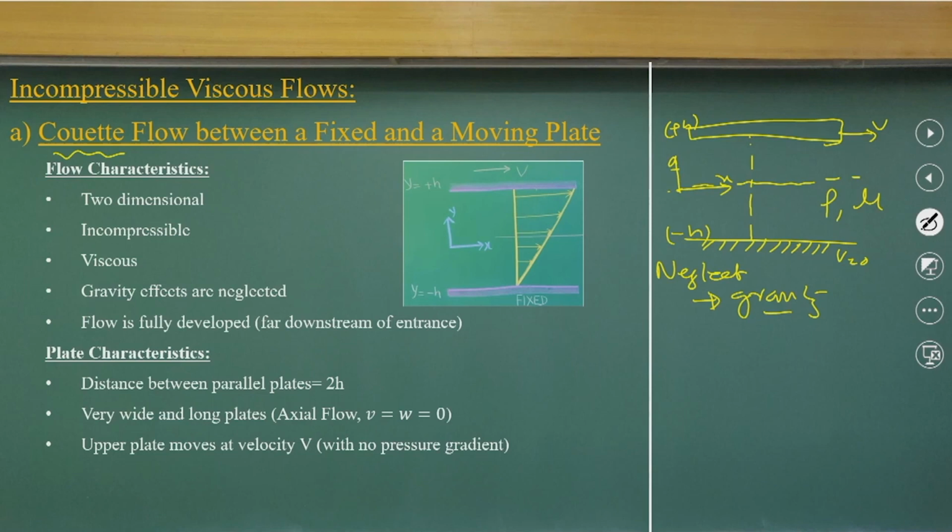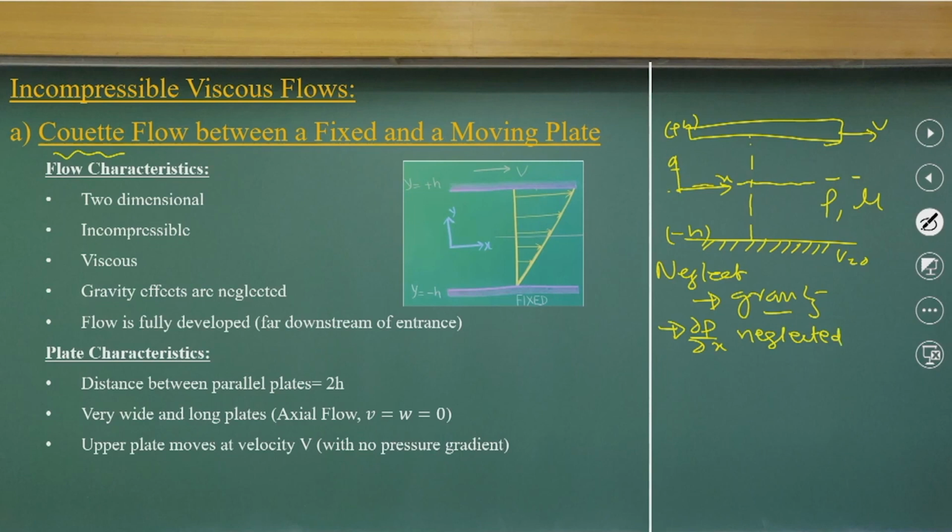The second thing is that since this is a free movement with velocity v, you can neglect the pressure gradient part. There is no significant pressure gradient, so del p by del x can also be neglected.